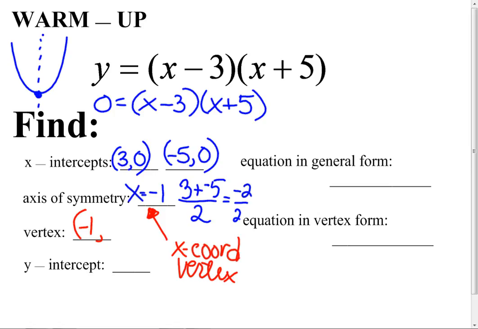I don't know what it is. I got to do it. How do you find the y-coordinate? Put a -1 in for x. So you get -1 minus 3, and then I have -1 plus 5. This is minus a -4, and this is a +4.